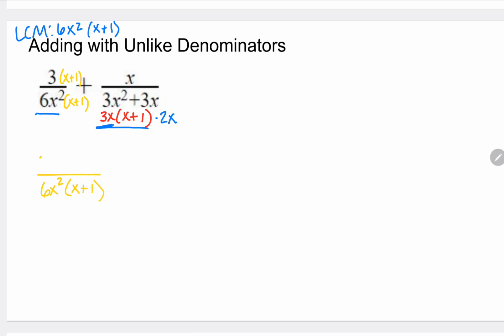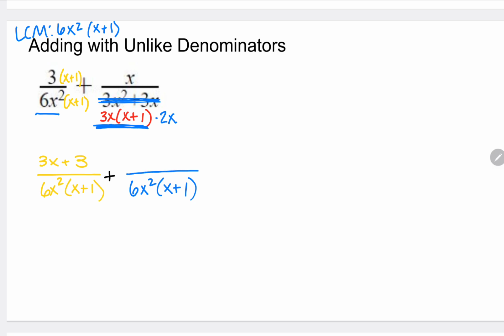I'm going to go ahead and distribute the numerator out. Don't distribute the denominator, but go ahead and distribute the numerator. And this would be my new first fraction. Now to do the second fraction. We already mentioned that we need to multiply by 2x because now I have 6x squared. 3x times 2x is 6x squared. And I have that x plus 1. Remember, we're ignoring this because we rewrote that as 3x times x plus 1.